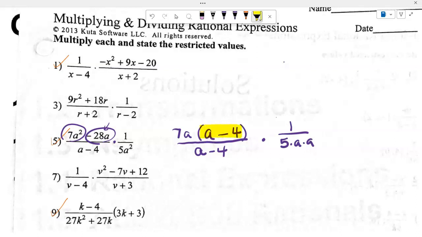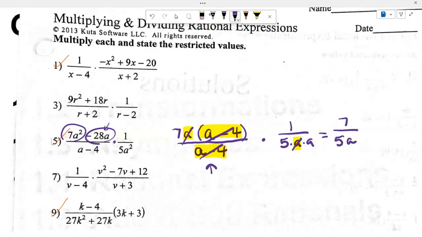So we notice that a minus 4 is repeated in the denominator. We know that a is also repeated here in a, so that's the only thing that we can say is going to become 1. So a divided by a is 1. A minus 4 divided by a minus 4 is 1. So we're only left with 7 in the numerator. 7 times 1 gives you 7. And we're left with 5a in the denominator.